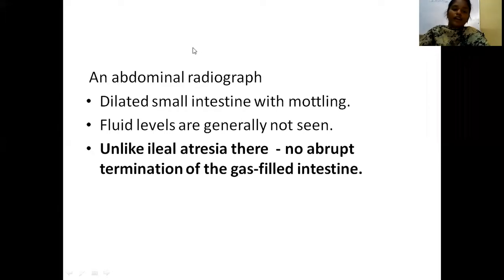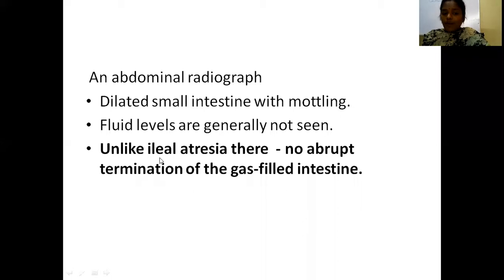The other important, basic investigation is the plain X-ray. In the X-ray, you will see dilated small intestine with a ground-glass appearance, and fluid levels are generally not seen. In this obstruction, the fluid levels are not seen. We will see only dilated small intestine.